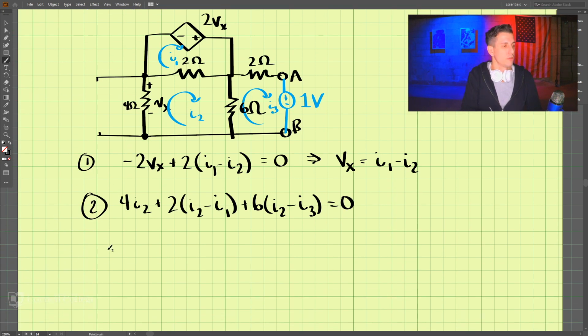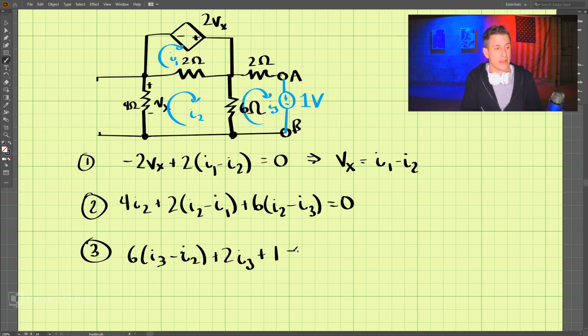And let's do our third loop, number 3, this over here, and we'll start here and go around. So we have 6 times I3 minus I2, and then we have plus 2 I3. And then we go positive to negative here, so that is a positive 1 volt, and that is equal to 0. Okay? So now we need to solve some of these equations.